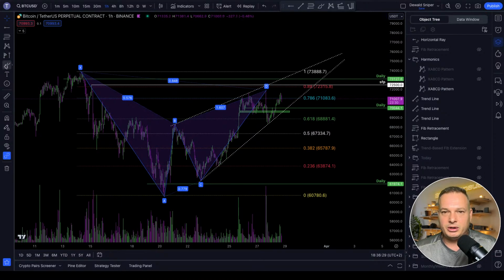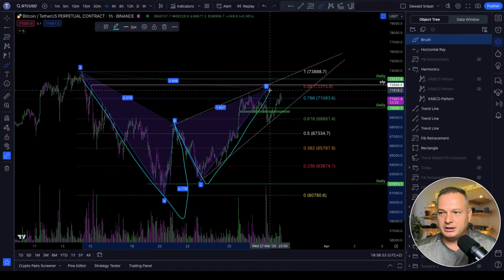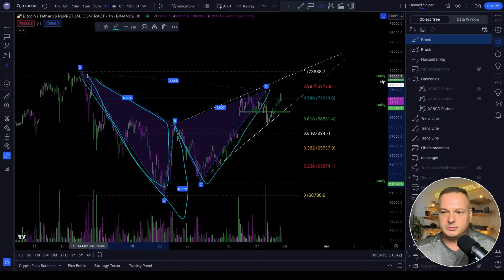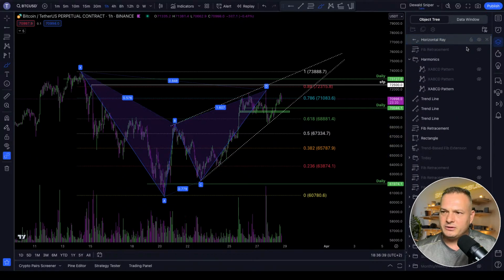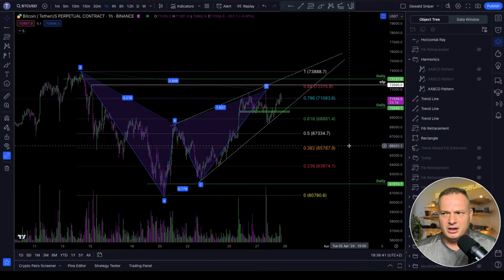So if this harmonic had to play out, where it looks like a butterfly with the wings, a nice butterfly pattern over here. For those of you that are not aware of them, go do some research. They are really powerful, or just stay tuned here and I'll tell you all about them.